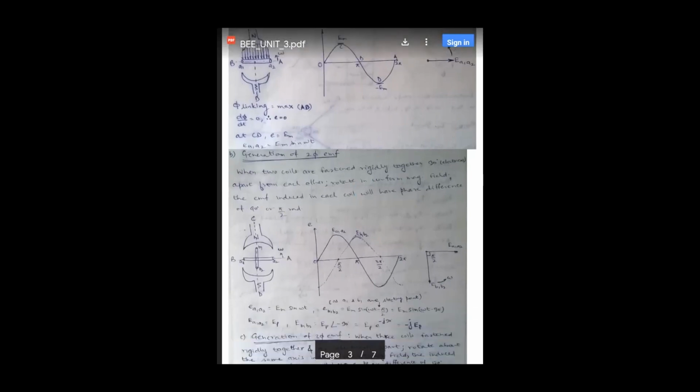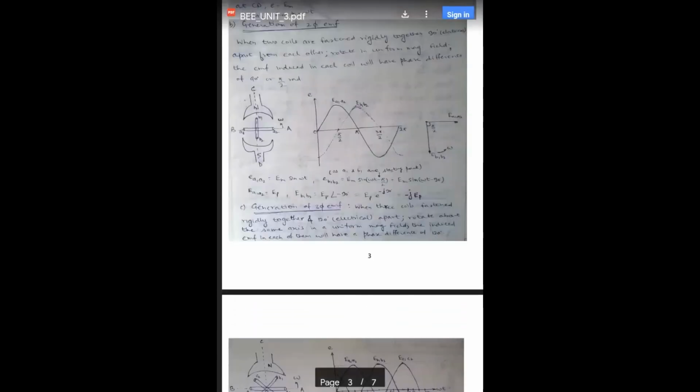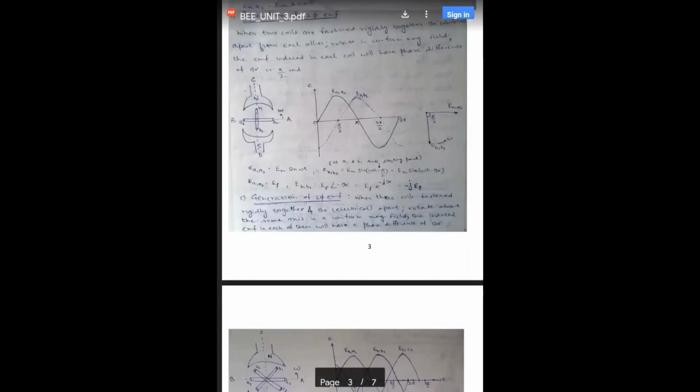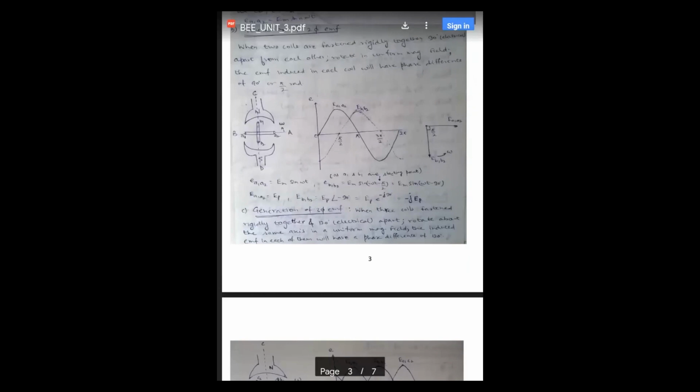So what is happening in two-phase EMF is nothing more than that the single conductor is now replaced by two conductors, and the terminals of the second conductor are named B1, B2. Okay, so they are shown here, and the phase difference between them is 90 degrees.